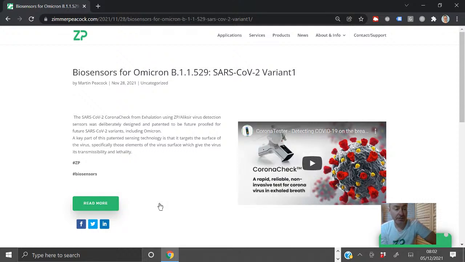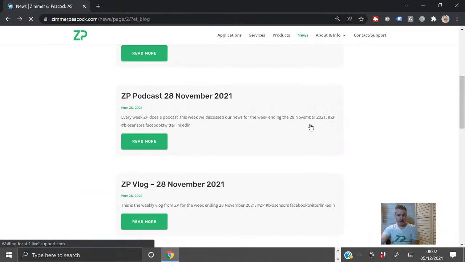So the biosensor from Zimmer & Peacock that we developed along with Elixir and along with Exhalation is really effective at detecting the Omicron virus. So it really is bad news for us as a global community, but at least one of the technologies, including ours, is able to carry on detecting that virus. So I just wanted to report upon that.